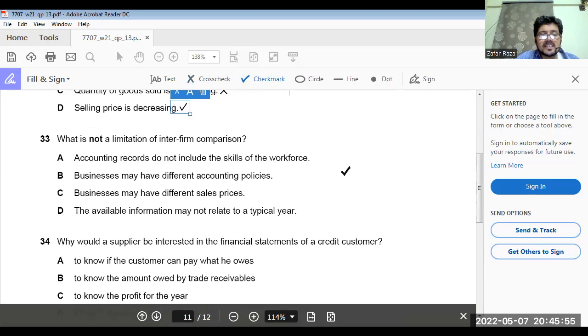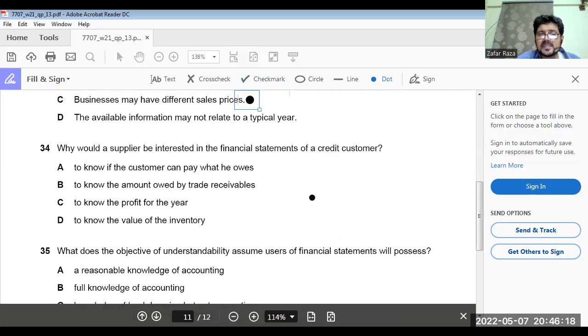What is not a limitation of inter-firm comparison? If we compare two firms, which is not a limitation? Business may have different sales prices. This is not a limitation.